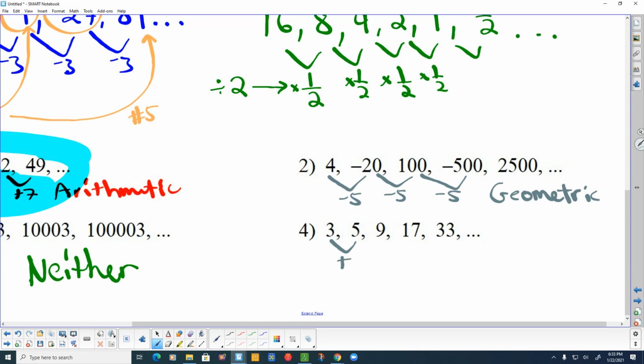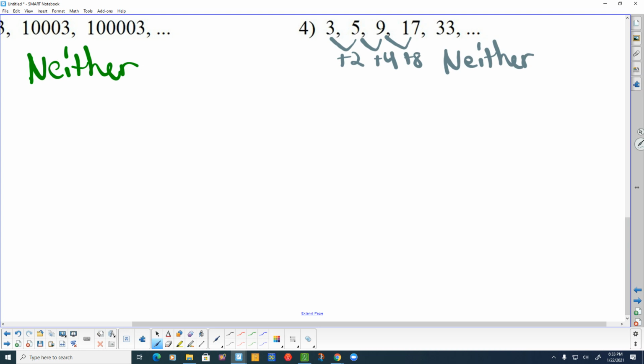This is plus 2, plus 4, plus 8. Yeah, it's got to be the same number in order to add. And I can't multiply any number by 3 to get 5 and the same number to get 9. So this is neither. This does not mean that it's not a sequence. It's just not arithmetic. It's not geometric. Because there are many, many other sequences out there.